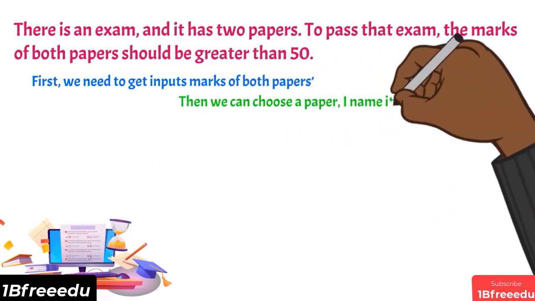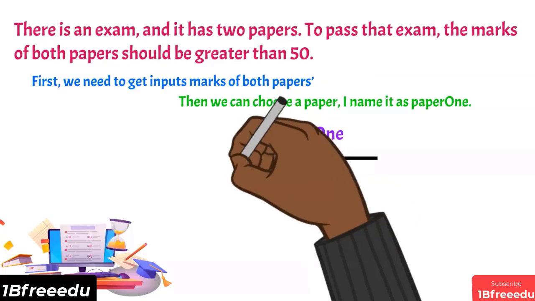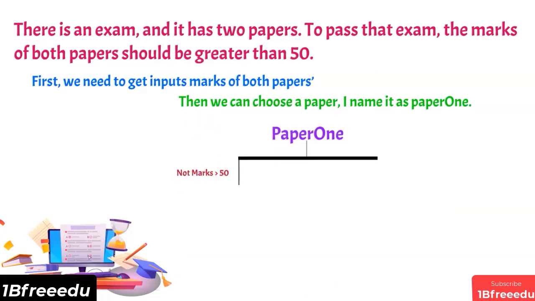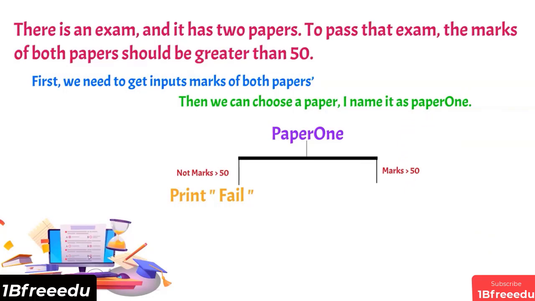Then we can choose a paper. I name it paper 1. And we can check whether the marks of paper 1 is greater than 50 or not. If the marks of paper 1 is not more than 50, the person will fail the exam because to pass the exam, both papers have to be more than 50 marks. Okay, if the marks of paper 1 is more than 50, we need to check whether the marks of paper 2 is more than 50 or not.